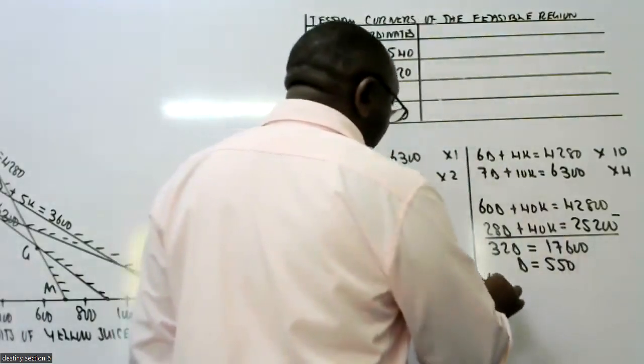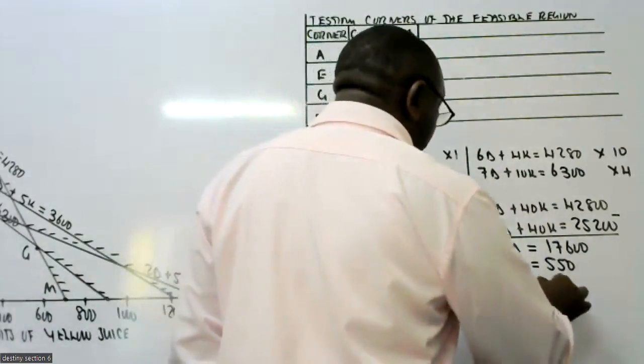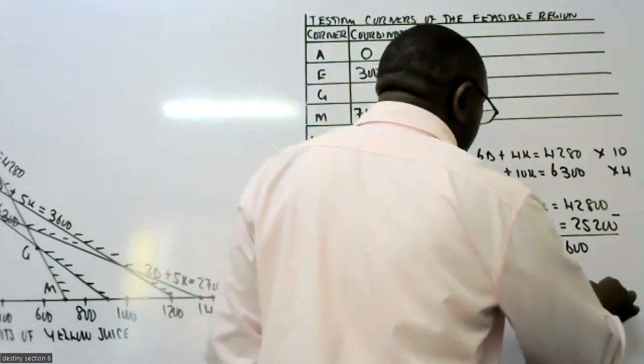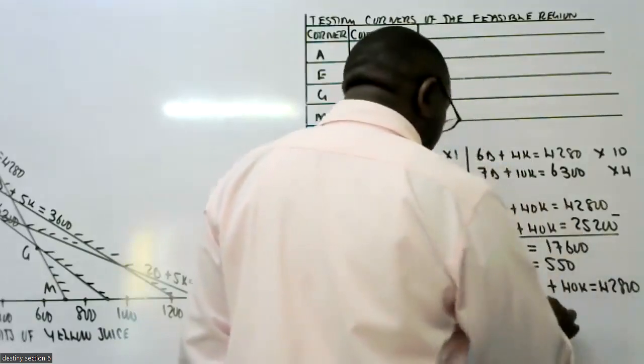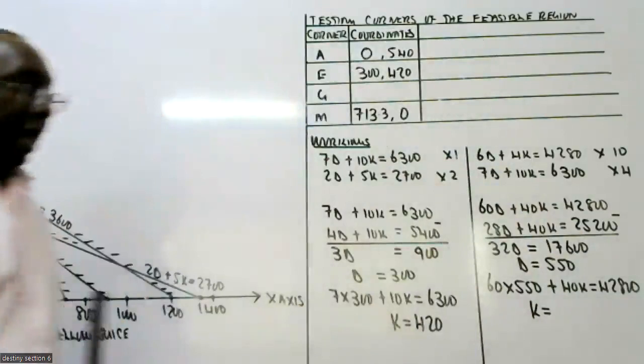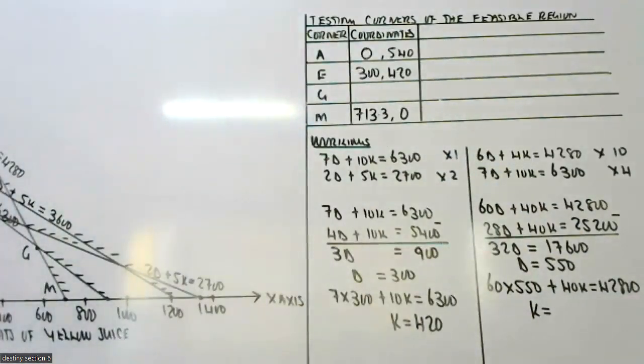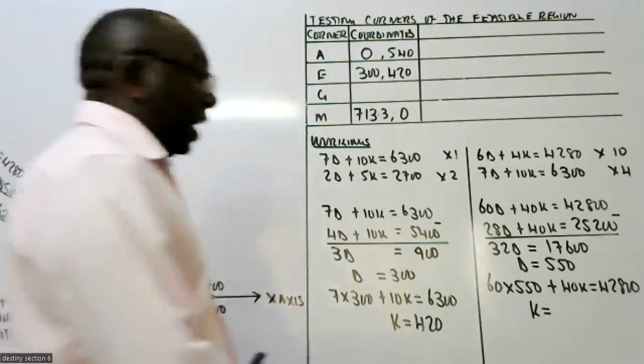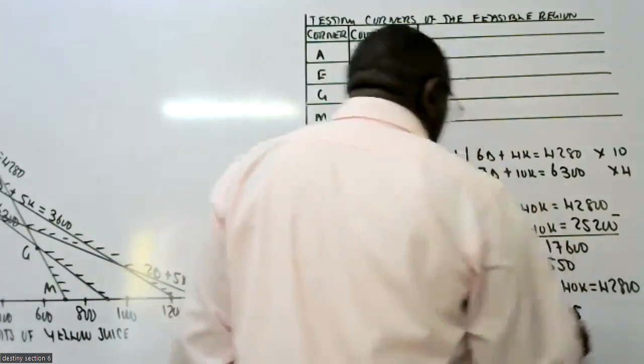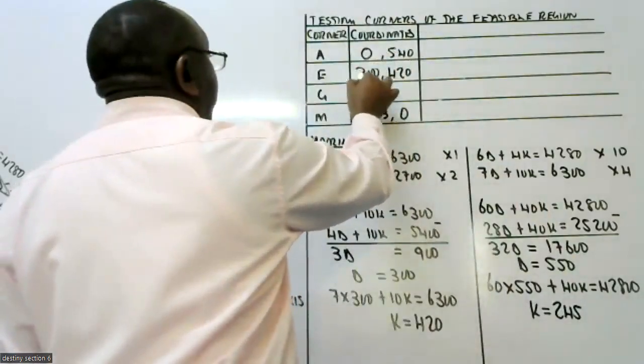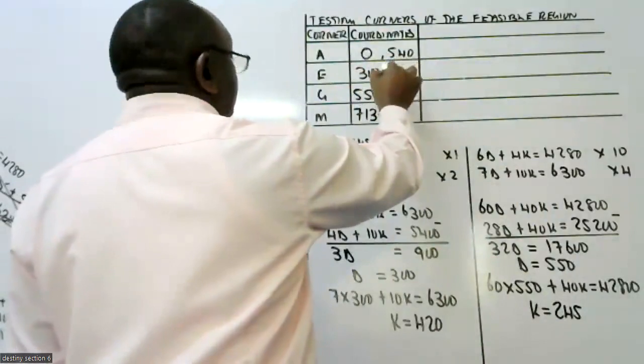So I come here and say 60 times 550 plus 40K is equal to 42,800. And from there, I should be able to get my K by saying 42,800 minus 60 times 550, then I divide by 40. That is giving me 245. So the coordinates will be 550 and 245.